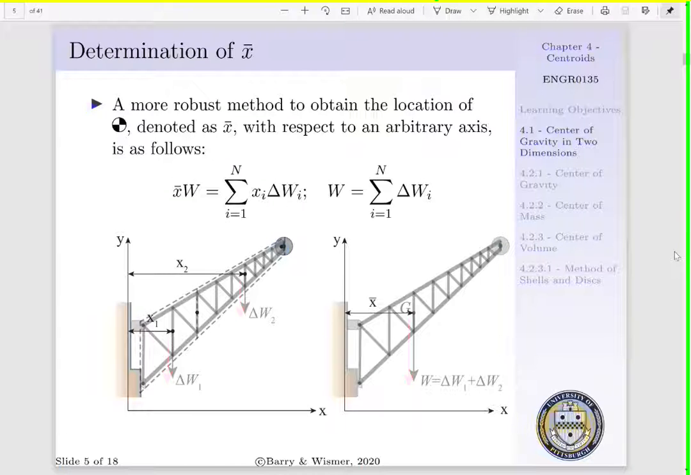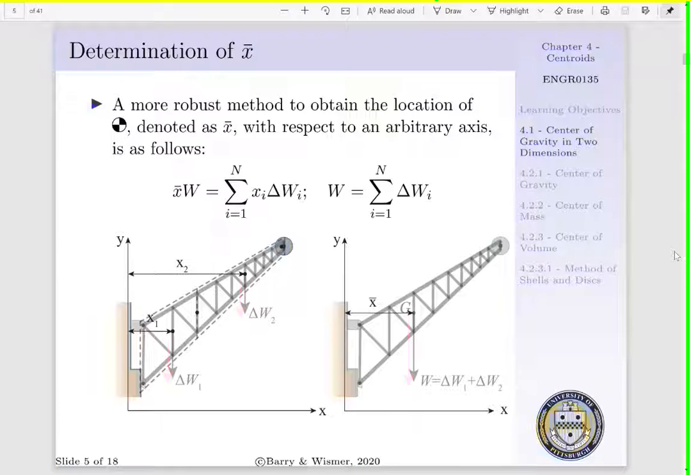When we determine our x location, denoted as x bar, with respect to an arbitrary axis, we have the following formulation. x bar times the weight of our total body is going to be equal to the sum from i equals 1 to n of x sub i delta W sub i, where our total weight of our body is equal to the sum from i equals 1 to n of delta W sub i. We can see this on the figure to the left.